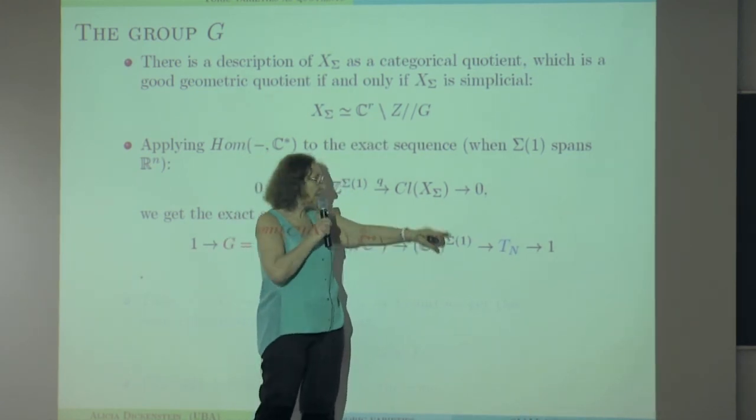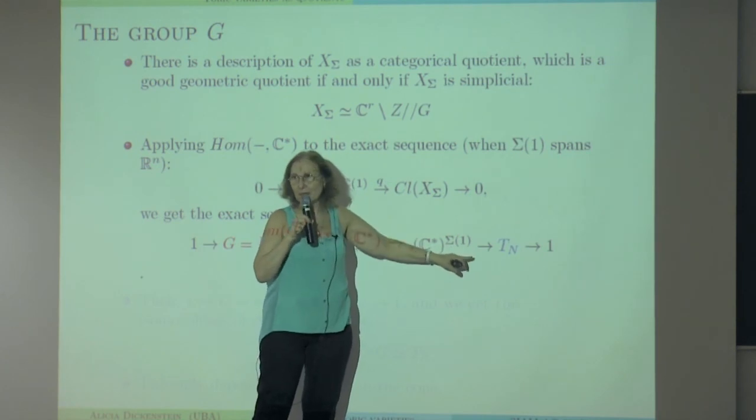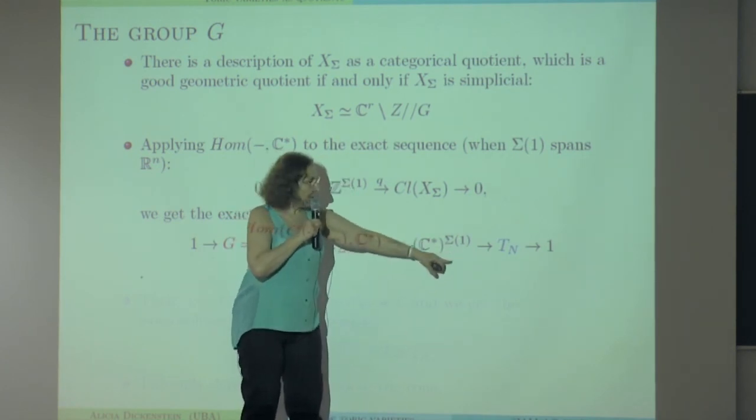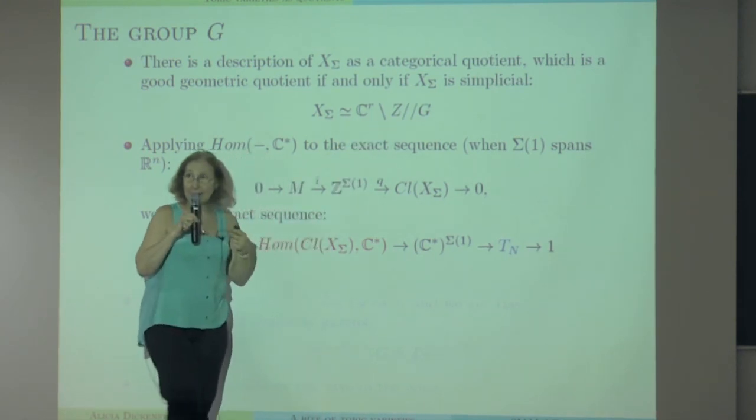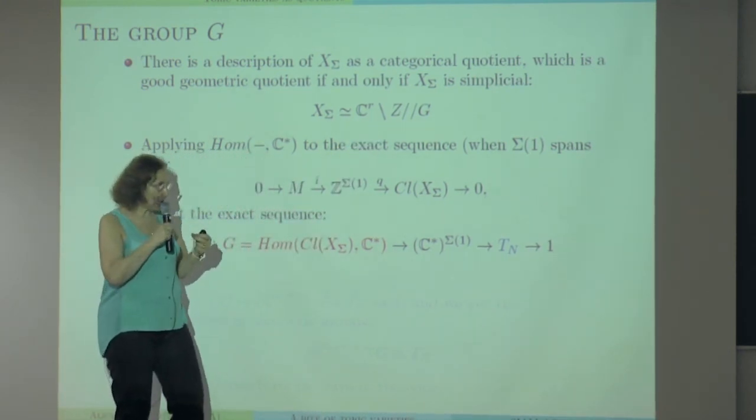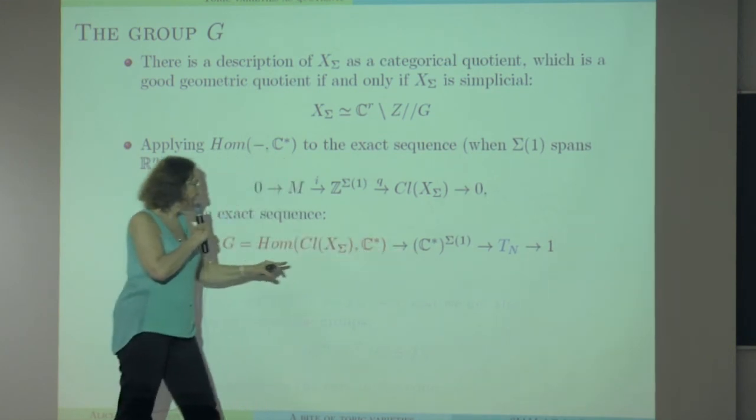Except that here the ordering adheres to that order. So this object is the torus here. And what is the torus of our variety? The torus of our variety is going to be the quotient of this algebraic group by this group.